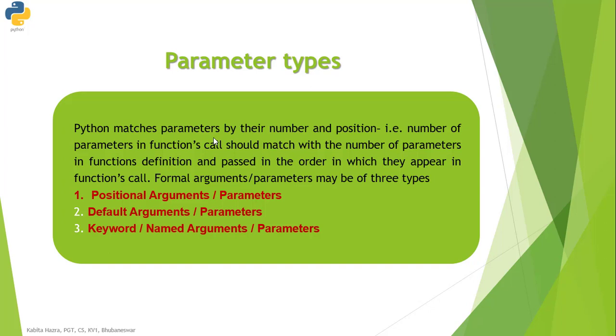Sometimes we may skip some values, or we may change the order, but for that we have to pass specific types of parameters. So in Python, parameters may be of three types: positional, default, and keyword. Let us now see what are positional, default, and keyword arguments.